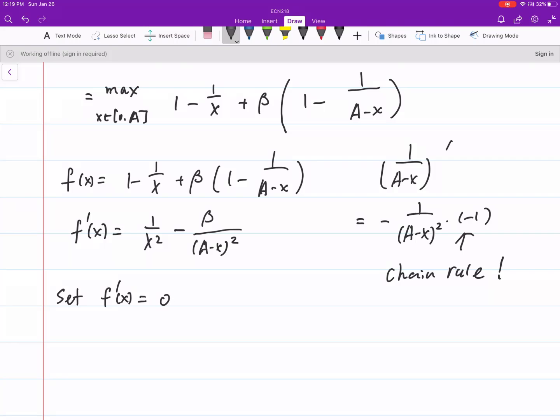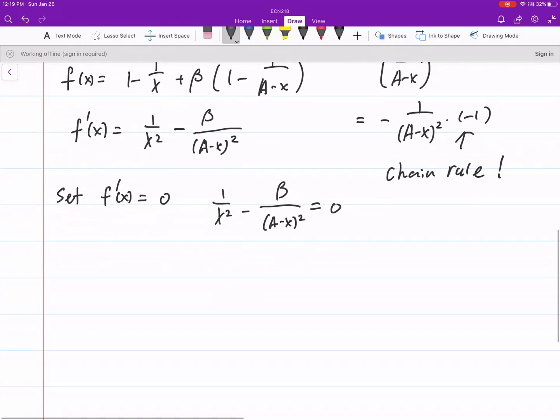So set this one to be 0, and we have 1 over x squared minus beta over a minus x squared, and it's equal to 0. Now, we usually see a nonlinear equation. So how can we solve an equation like this? The easiest way is to move one term to the other side. So we see that 1 over x squared is equal to beta over a minus x squared.